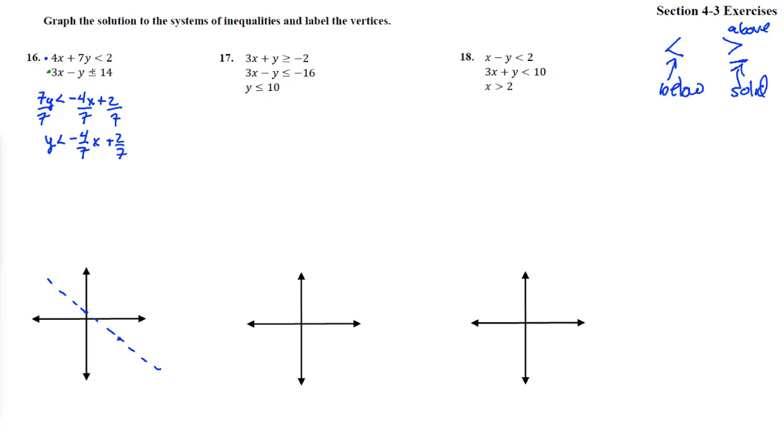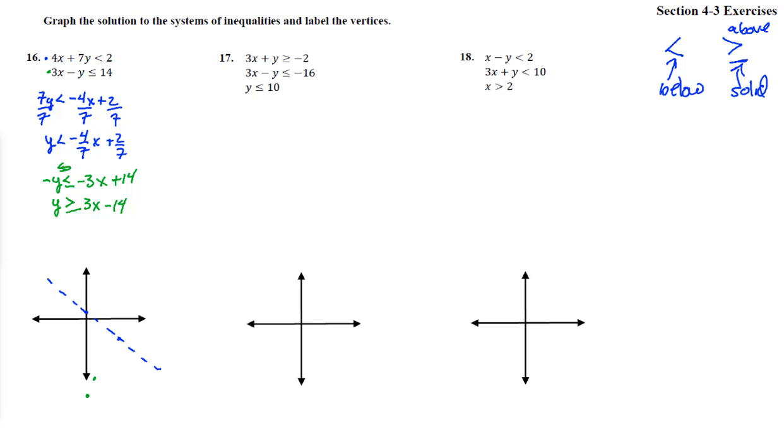3x minus y is less than or equal to 14. So subtract 3x and we get negative y less than or equal to negative 3x plus 14. Divide by a negative 1 and we get y. We're dividing by a negative 1, so this switches direction. So it goes that way, greater than or equal to positive 3x minus 14. That's dividing everything by a negative 1, and so we're down at negative 14 down here and up 3 over 1, something like that. And this is a solid line.